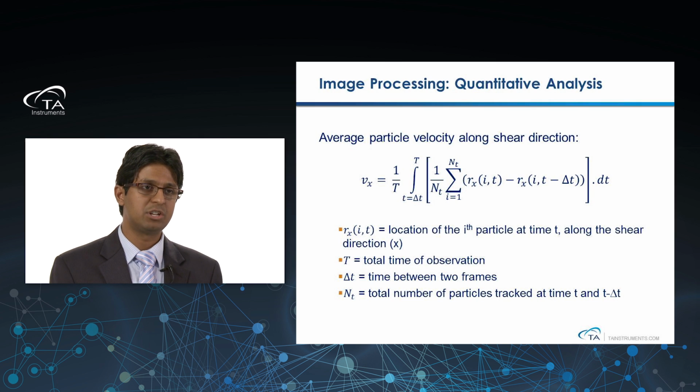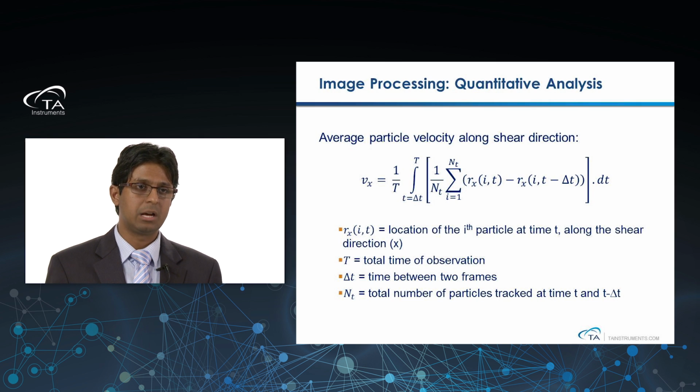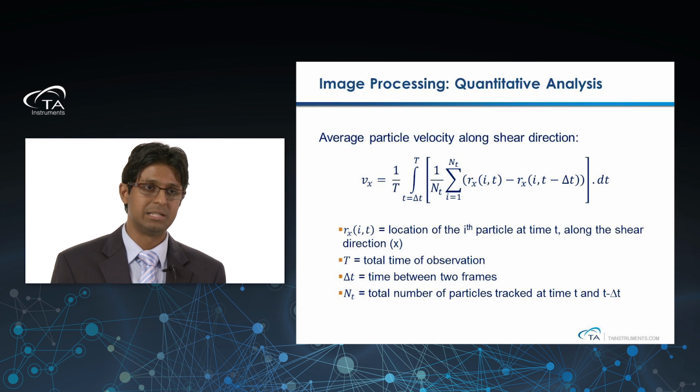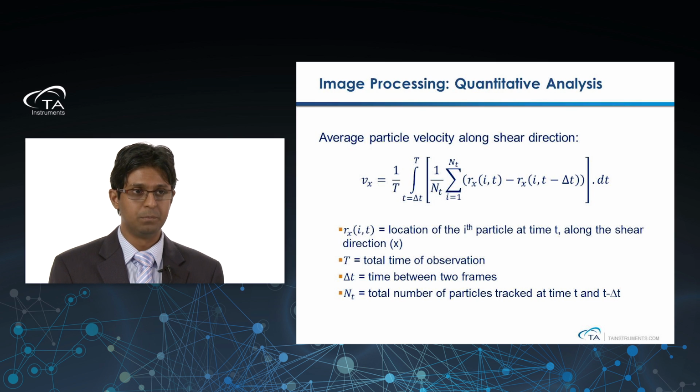So we're going to look at average particle velocity, and all this does is look at a particle's position at time t and where it is at time t minus delta t, and average that across all particles that we see in the frame of view. And we can do this along the shear direction.